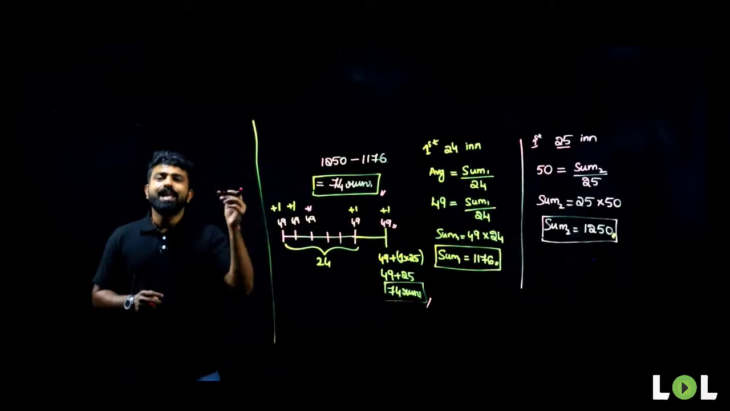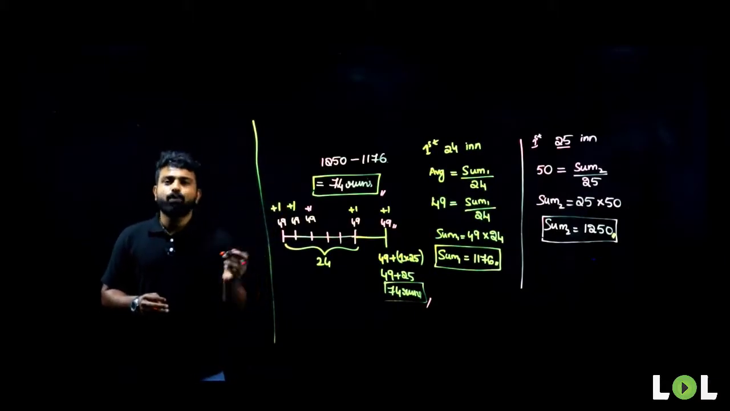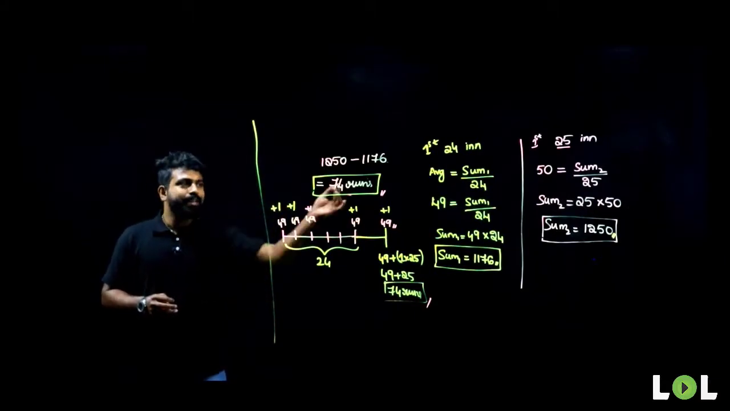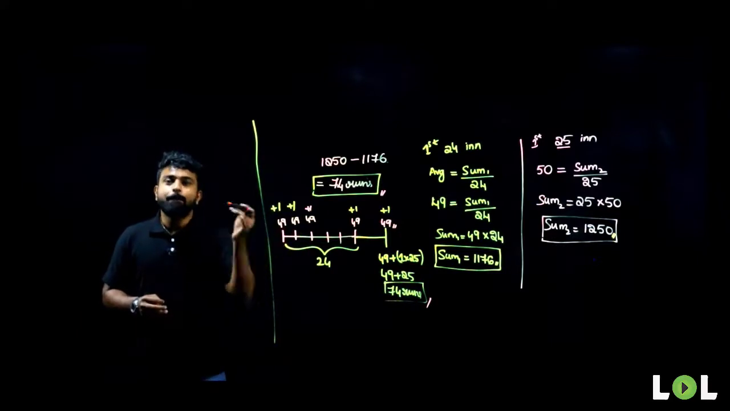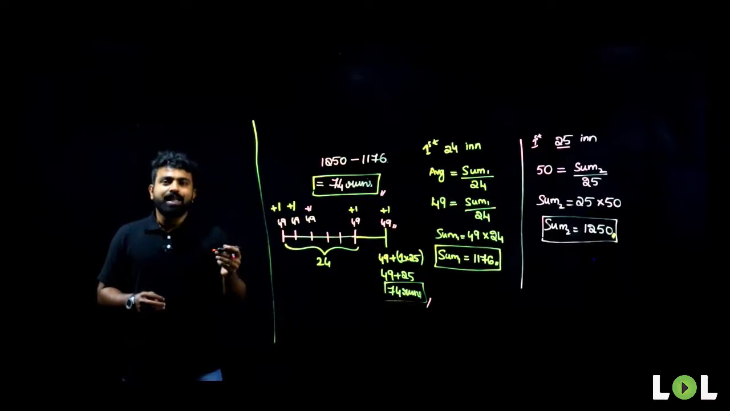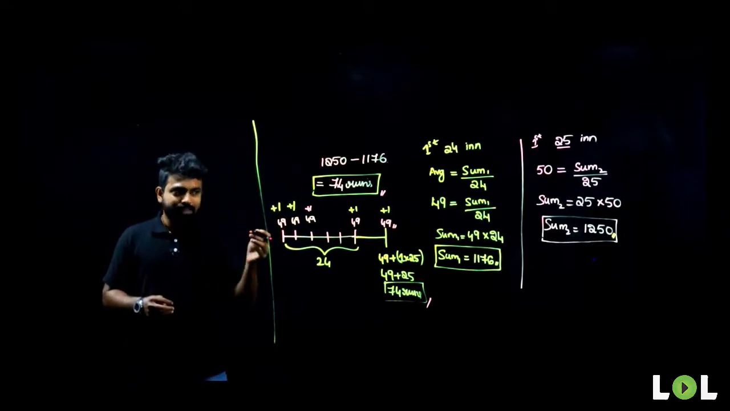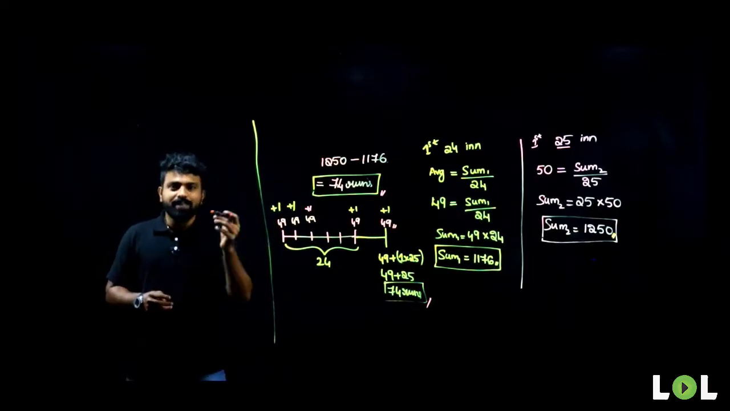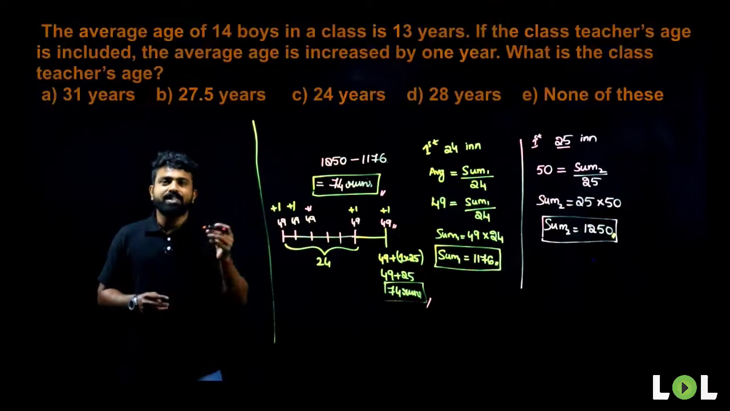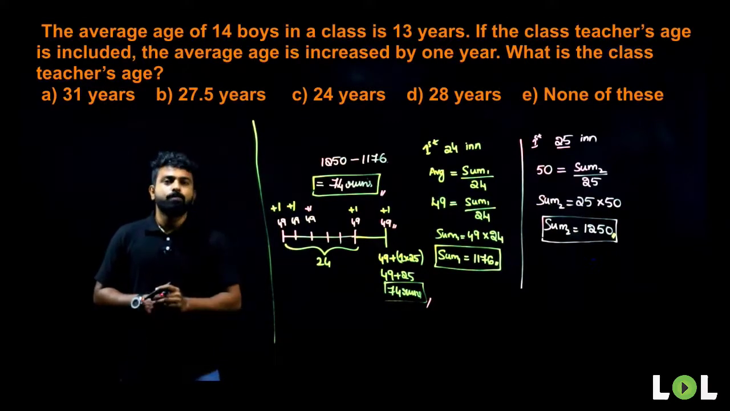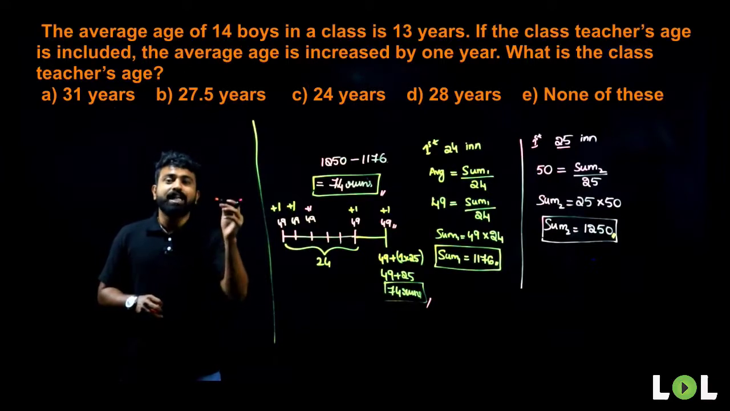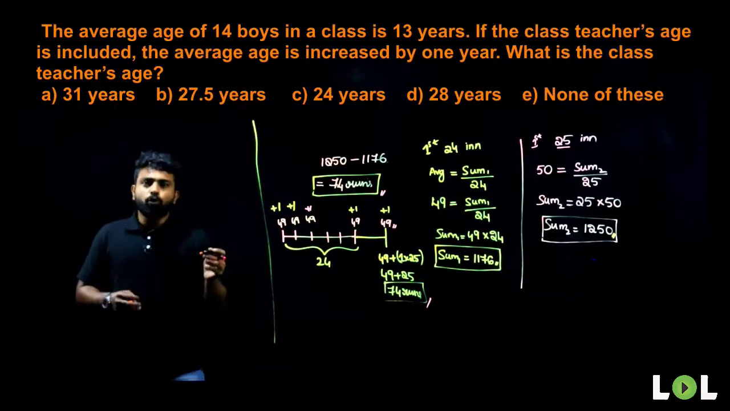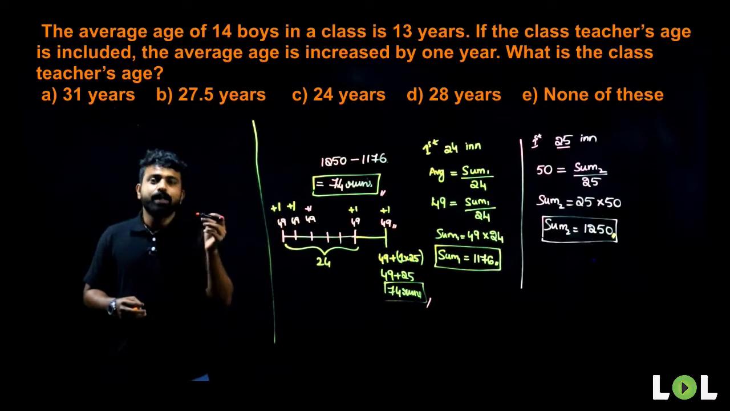Let's look at the last example in the method of equal distribution. Let us not go with the general method. Let us go directly with our method of equal distribution. Now what are they telling? There are 14 boys in a class and the average age of each and every boy is 13 years. If the age of a teacher is added to them, the average age increases by 1 year. So now they're asking what is the actual age of the teacher. So how do we go about this? First let me take up the diagram.